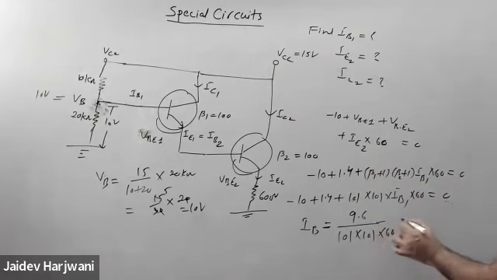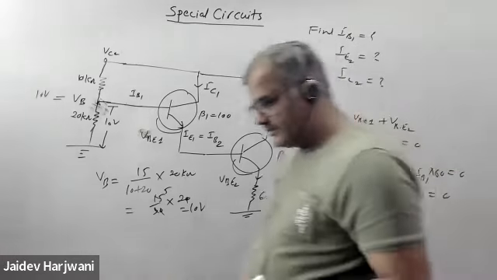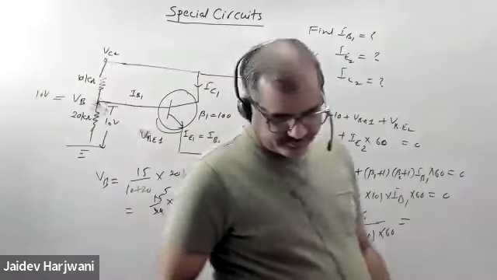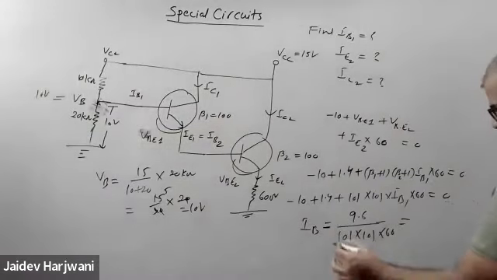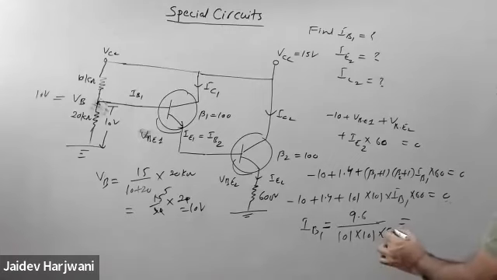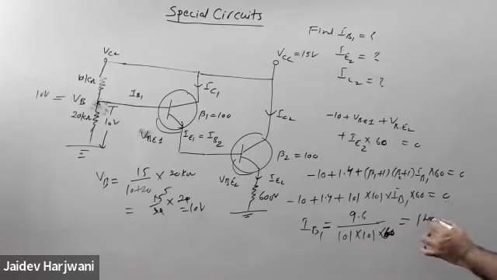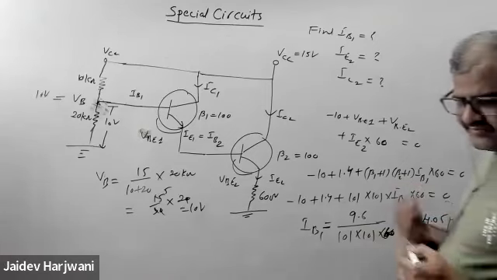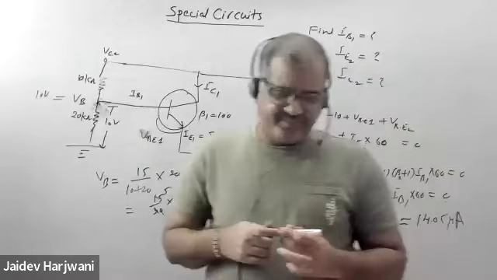So 60 here. How much are you getting? Tell me. So 14 microampere. 14.3 or exactly 14? 14.05 microampere. And if you neglect this one, then you can write 100. That will come to something like 14 point something microampere.